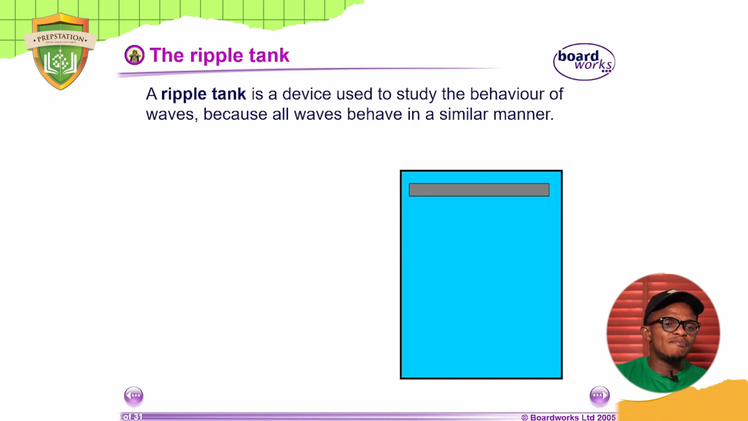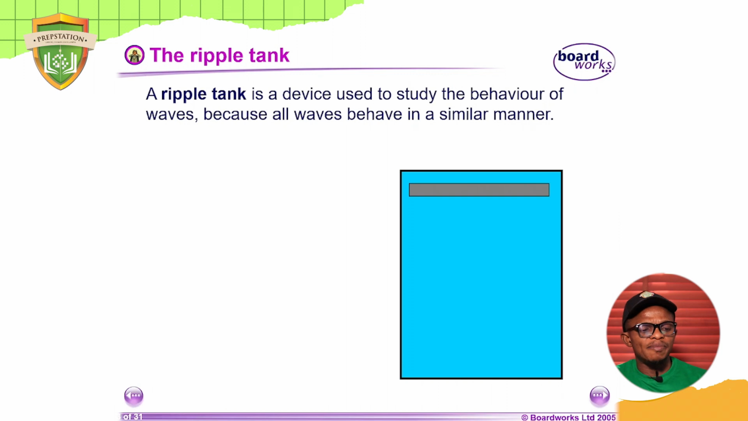Now, it's a device used to study the behavior of waves. Behavior there refers to what? The characteristics of waves, okay? Which is also close to what I'm saying, properties of waves. Because all waves behave in a similar manner. Wow. All waves behave in a similar manner. So that is to say, if you are talking about mechanical waves, electromagnetic waves, or transverse and longitudinal, depending on which means of classification you want to consider, whether material for propagation or direction of propagation, they have what? Similar behavior. Similar there does not mean they are the same, but close in terms of behavior, in terms of characteristics. So what happens with the ripple tank?